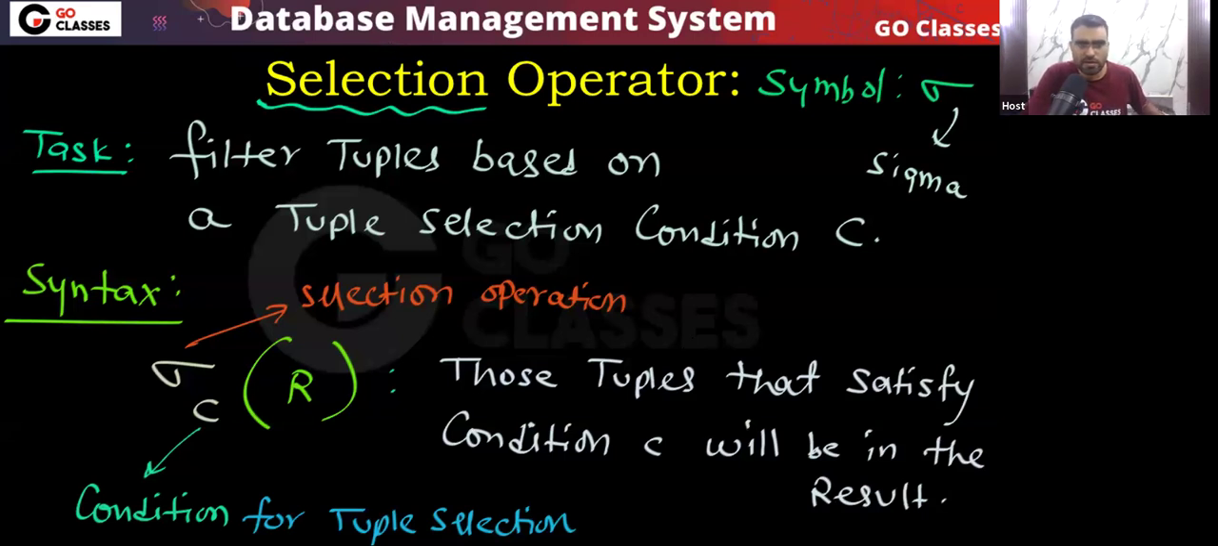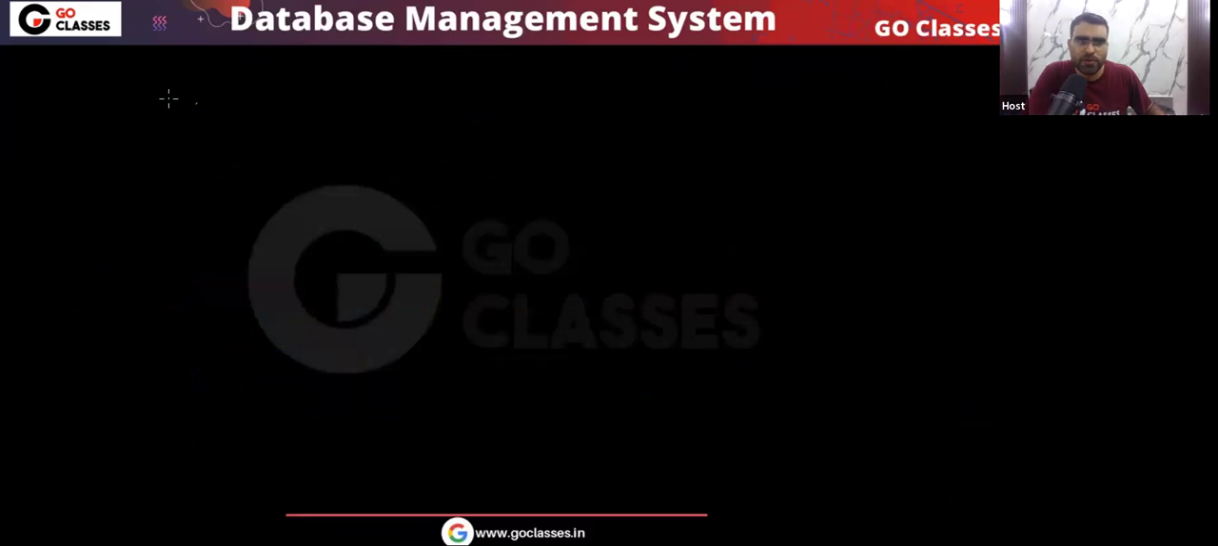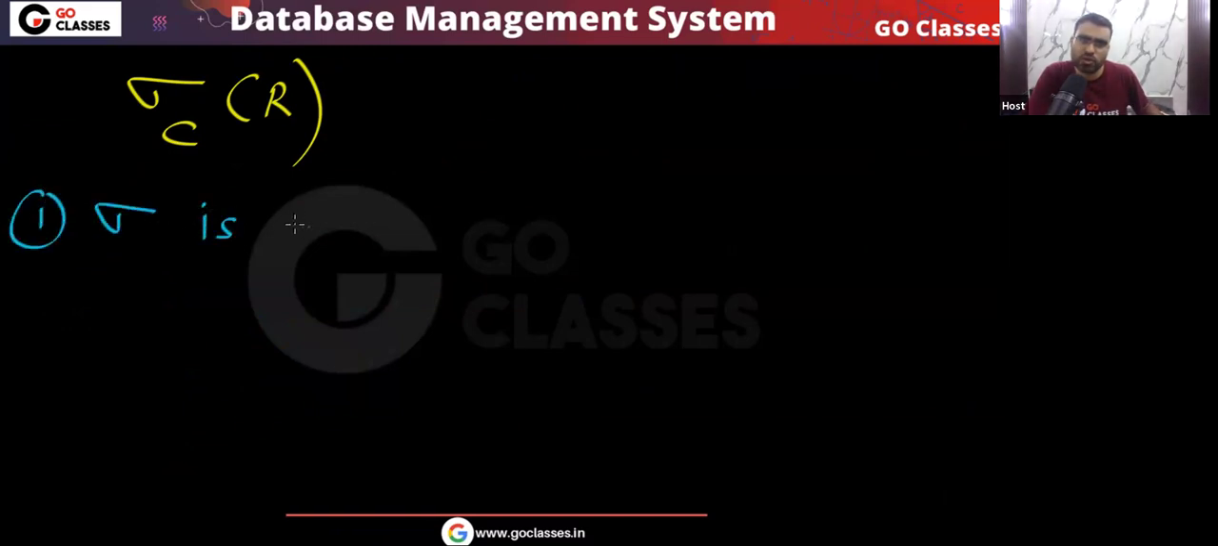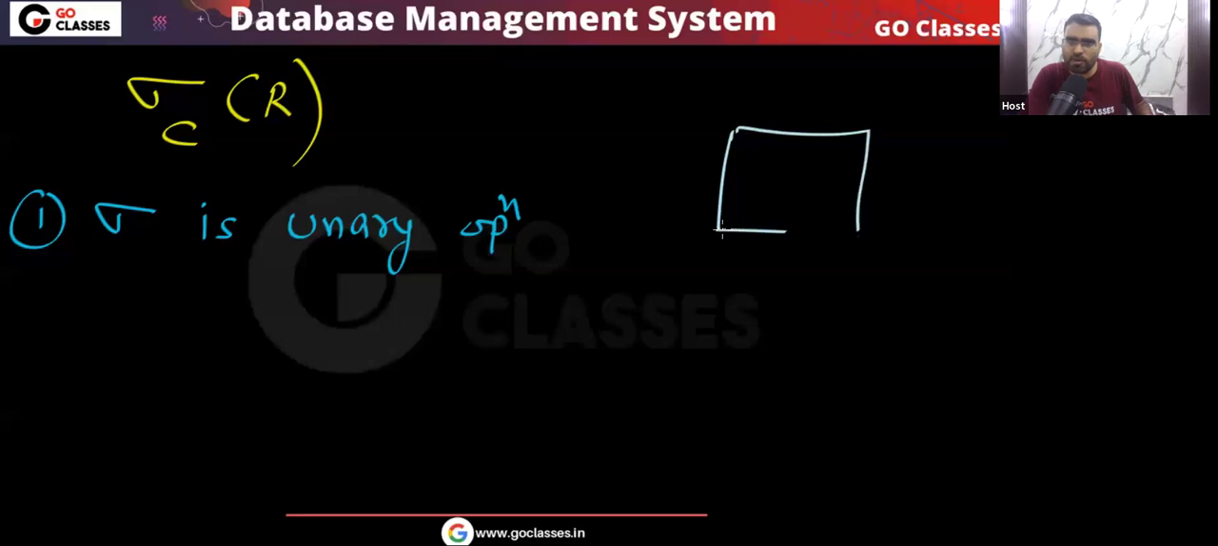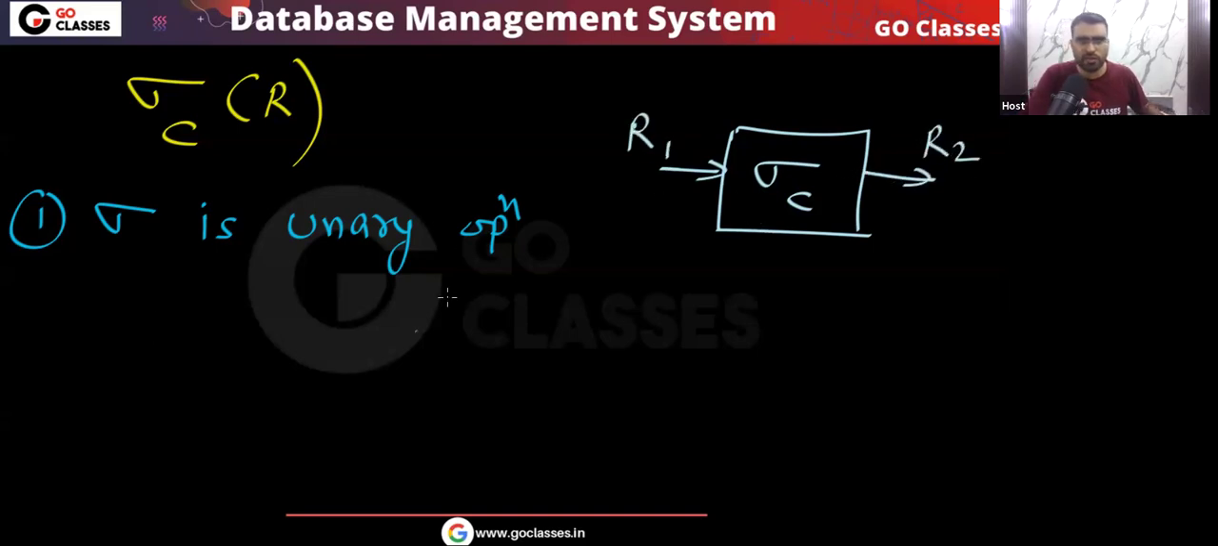Now, let me tell you one more thing. Look at this selection operation. This is the condition, and this is one table we are giving. So tell me, is this unary or binary? This is unary. Yes or no? This selection operation is a unary operation. What does it mean? It means that in the selection operation, the input will be one table, and the output will be one table.